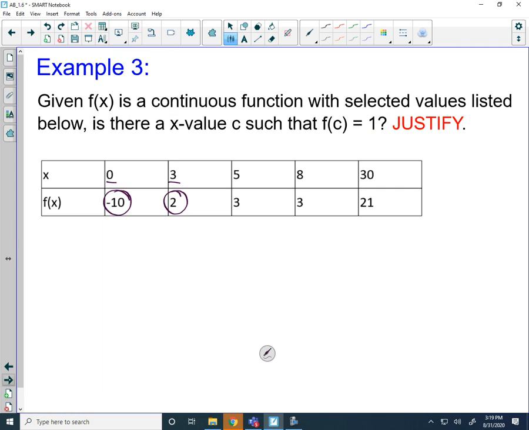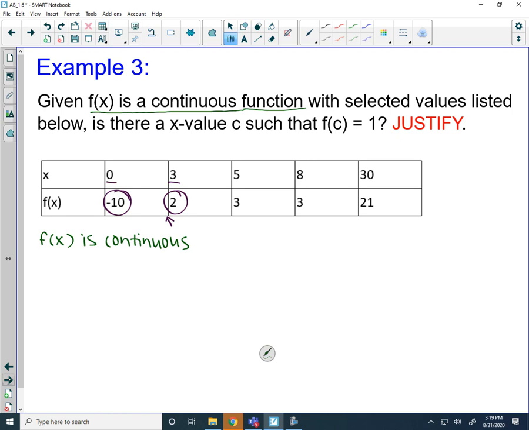So here's how we're going to justify that. Think about what has to be true in order to use IVT. The function must be continuous. So it seems a little repetitive, but we want to state that we know the function is continuous. And the only way I know that is because it's given in the problem. So we're going to say f of x is continuous. Furthermore, we can see we're going to have a y value of 1 that falls in between -10 and 2.